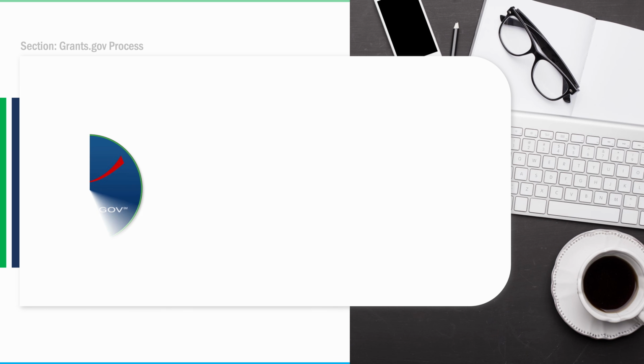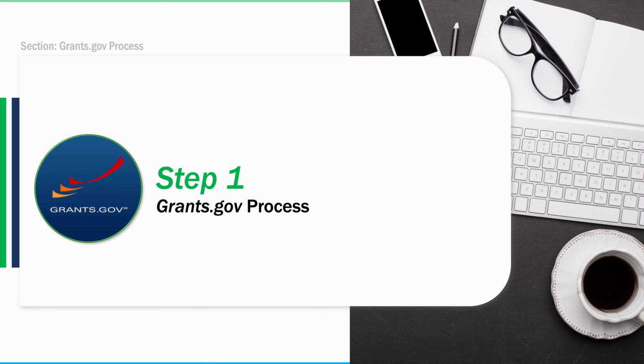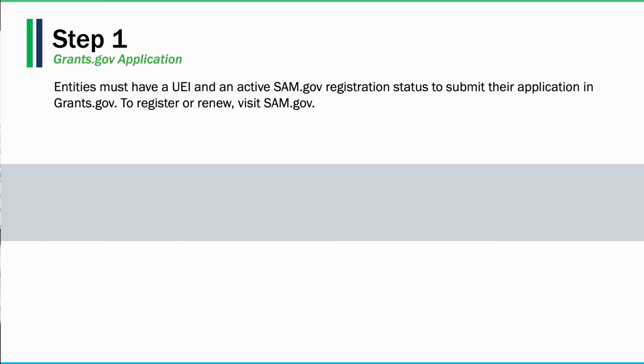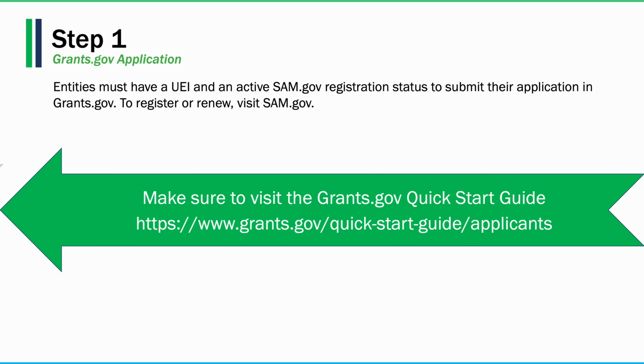As we mentioned, Step 1 in the application process with DOJ begins in Grants.gov. To submit an application in Grants.gov, your organization needs to have a unique entity identifier, or UEI, and an active registration in SAM.gov. If you need to register or renew, you can visit SAM.gov. The DOJ application process officially starts in Grants.gov when you submit the required application for federal assistance SF-424 for the funding opportunity you are pursuing. If you are new to this, I highly recommend checking out the Grants.gov Quick Start Guide. It is a great resource to help you get started.